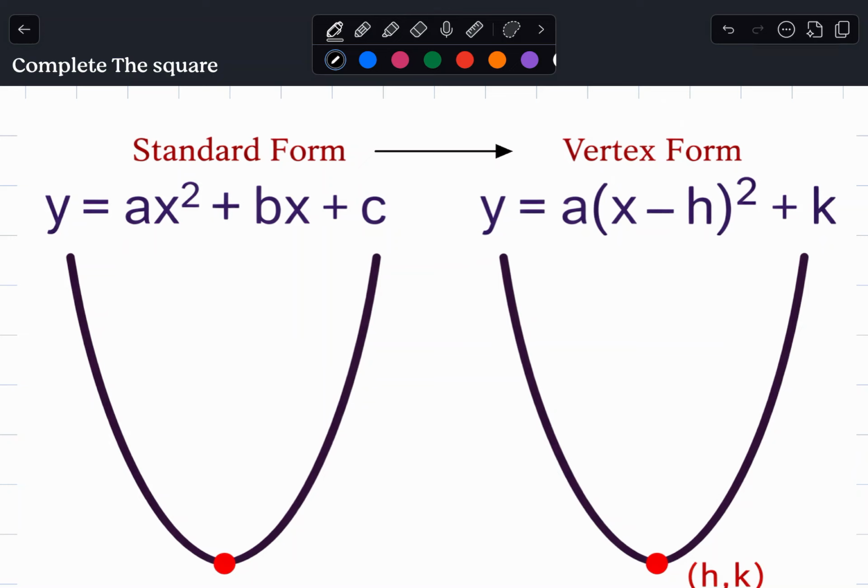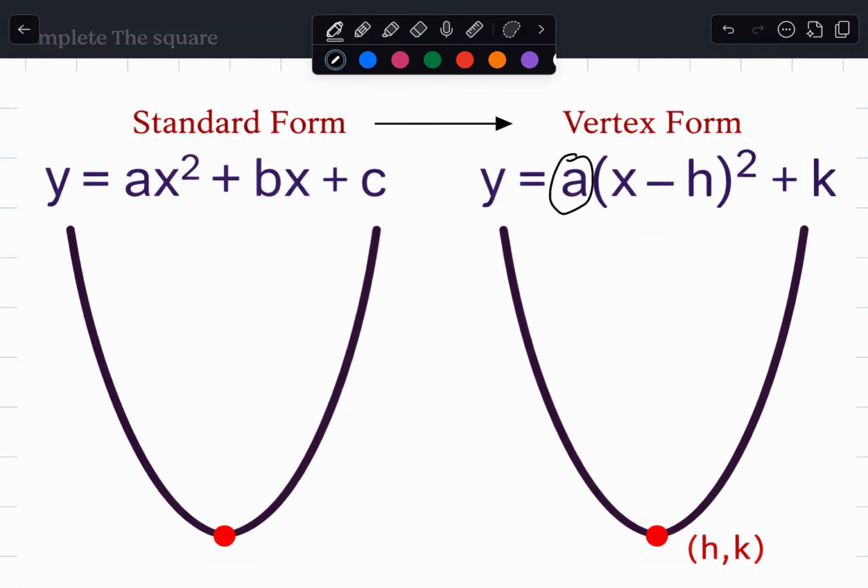So today we are going to learn how to go from standard form to vertex form, or complete the square. For us to do this, there are certain things that we need to know first. We need to know our a, our h, and our k. And we also need to know that h and k are coordinates on our equation. So how can we find the vertex form or complete the square?